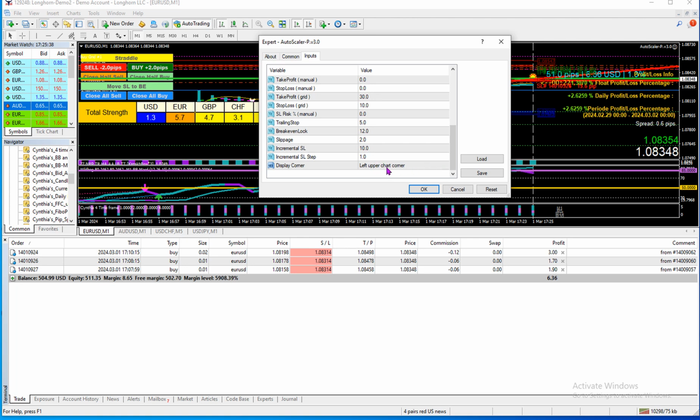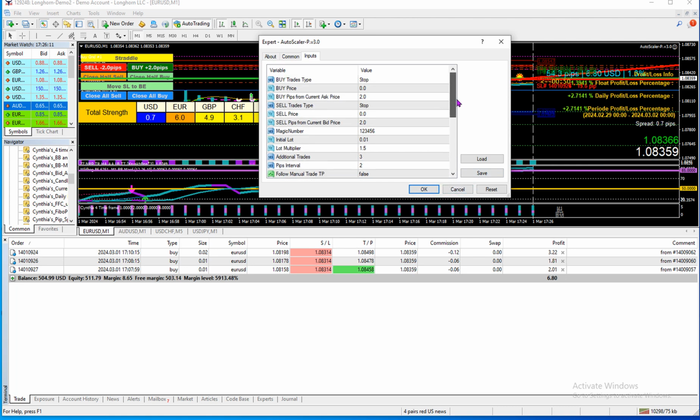Now I chose to put the chart in the left corner because the way MT4 is, if I had the AutoScaler Straddle EA showing in the right hand side of the chart, it would cover up all of my other information here, which I like to see.